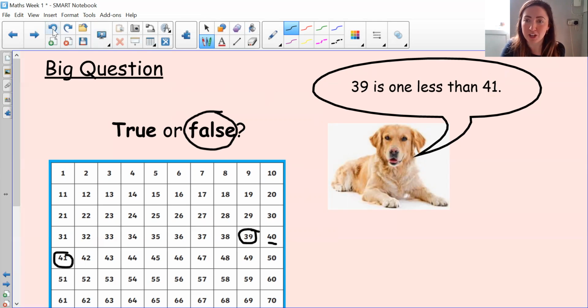A different way we could have changed it would be changing the first number and writing which number is 1 less than 41. As we said before, we found out it is 40. 40 is 1 less than 41. So that's two ways that we could have changed Stevie's statement so that it's correct. Did you manage to work out one of those? Excellent.